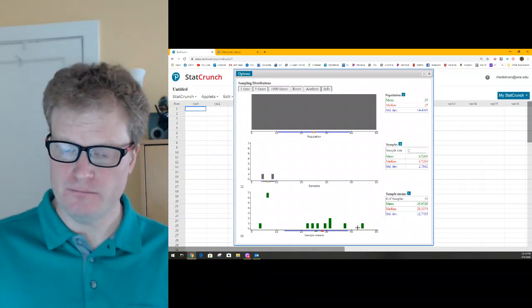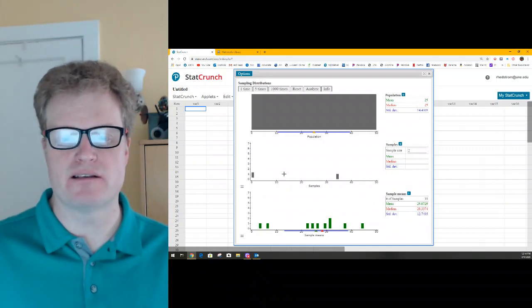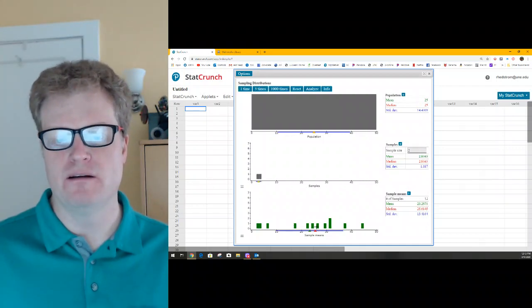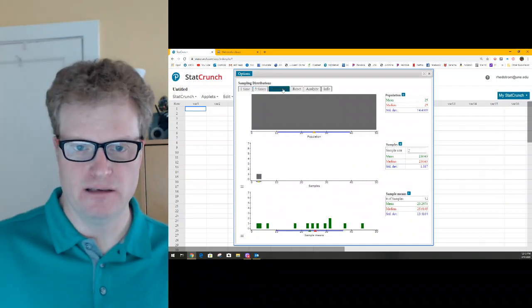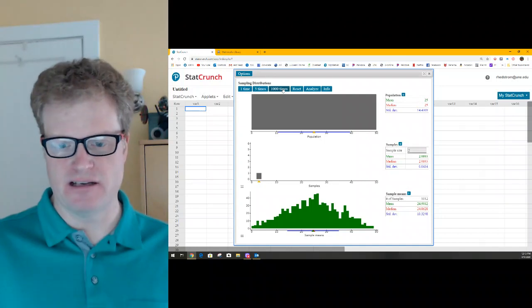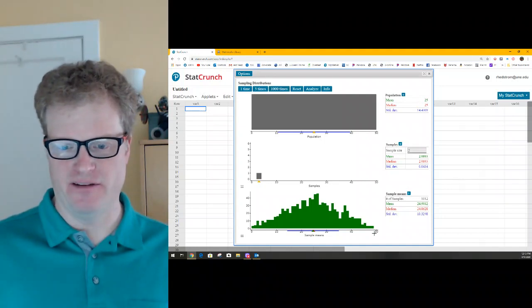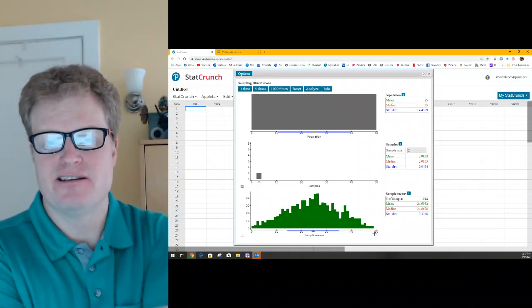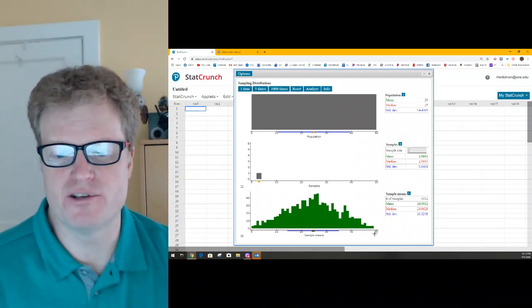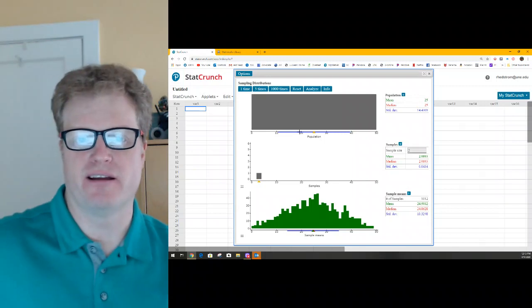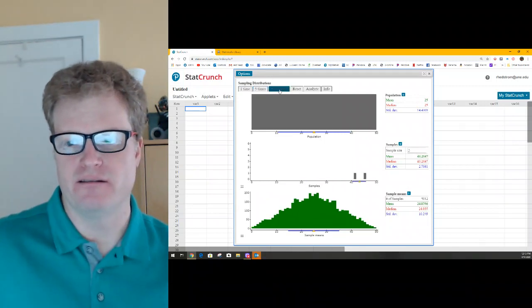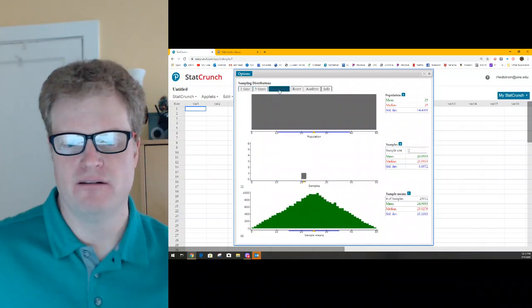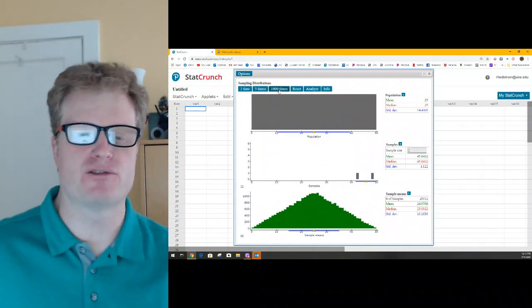Now, because of the way that they're selecting these, we're going to expect that we're going to have more being collected in the middle. And if I do this 1,000 times, I get this kind of a distribution. Now, this is not a bell curve. This is not a normal distribution. It's actually called a triangular distribution. And if I do it several thousand times, we can see that we're actually going to get what looks like a pyramid or a triangle.